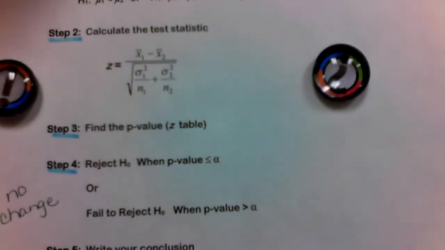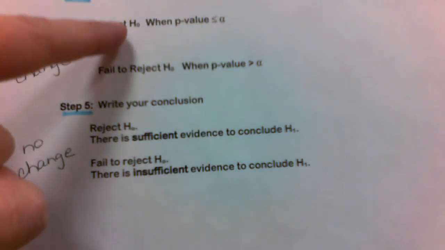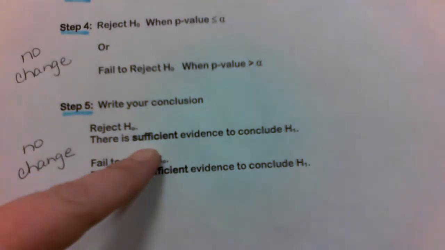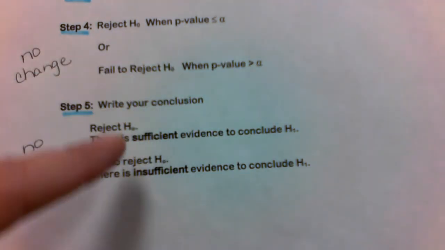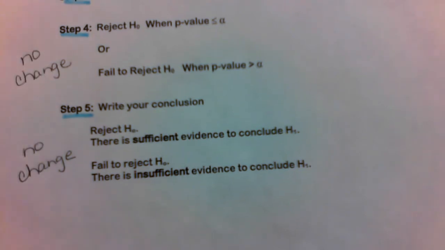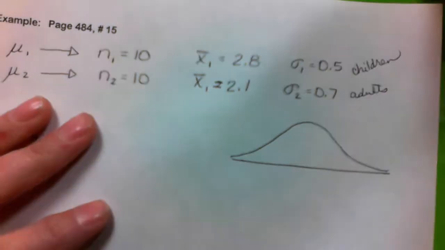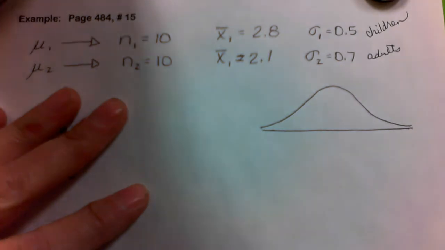Now, step 4 and step 5 are exactly the same. If the p-value is less than or equal to alpha, you reject. When you reject, you have sufficient evidence. When the p-value is greater than alpha, you fail to reject, which means you have insufficient. These 2 steps are the same all through Chapter 8. Those comparisons never change. So the easiest thing to do is to look at an example from the book.